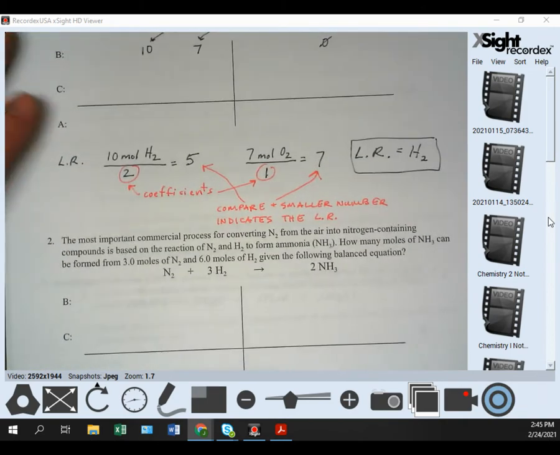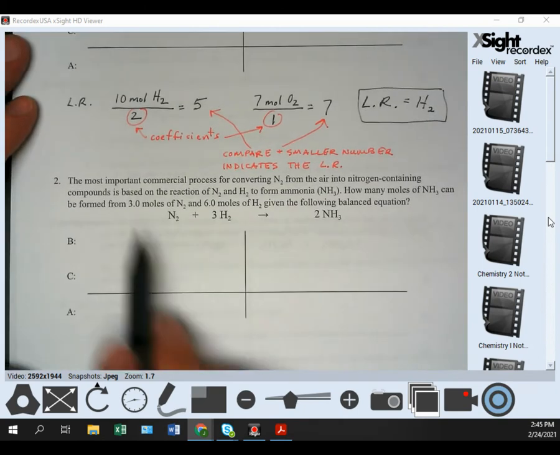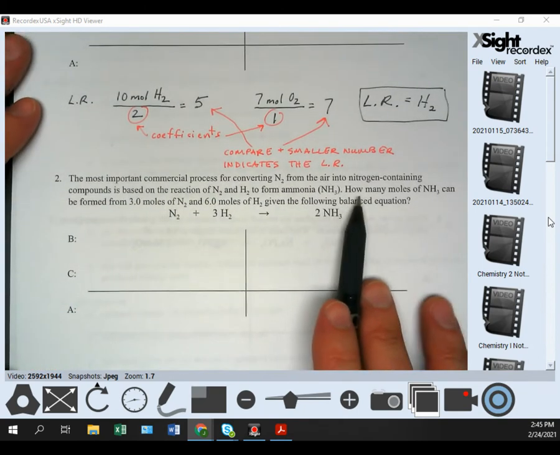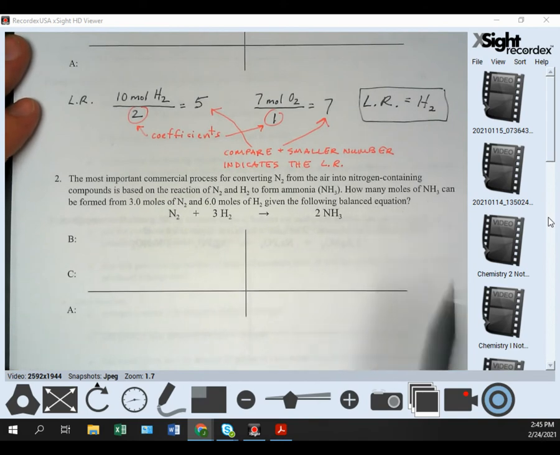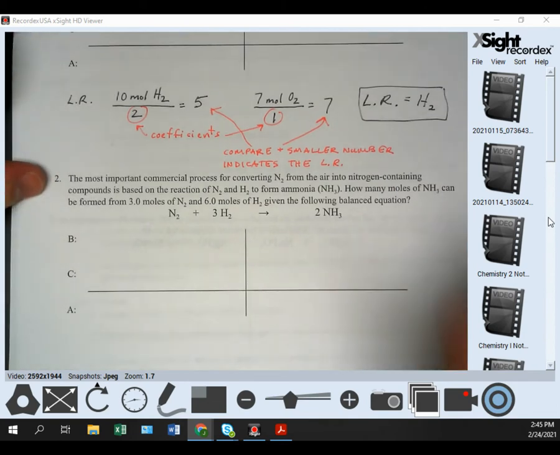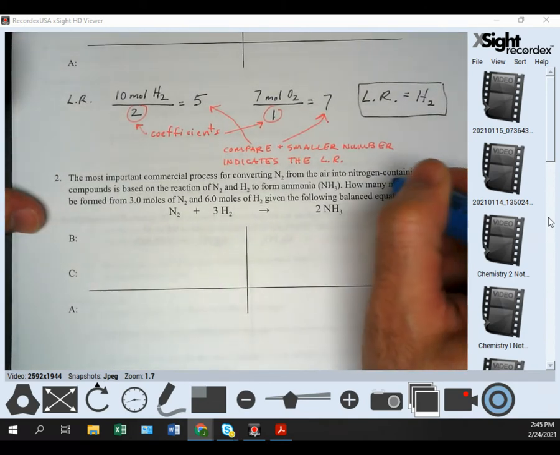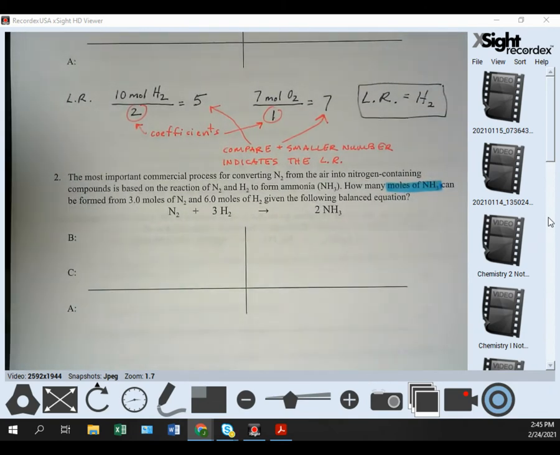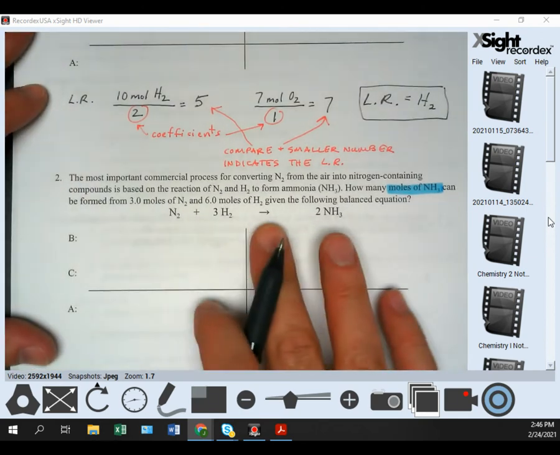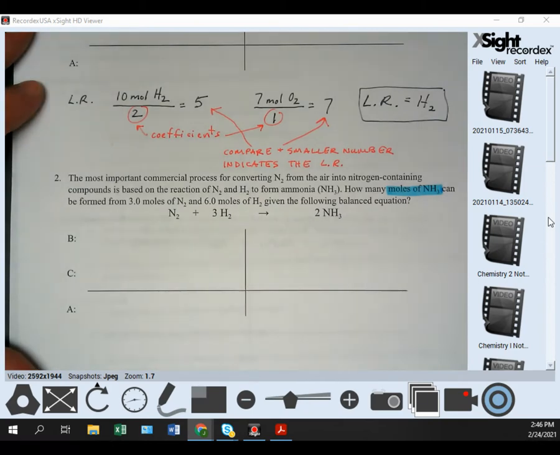We'll at least get some of this set up here. The most important commercial process, and so on. All right, how many moles of NH3? So this is asking us how many moles of NH3 can be formed from 3 moles of N2 and 6 moles of H2, given the following balanced equation.